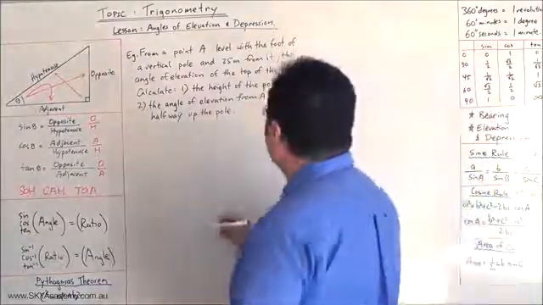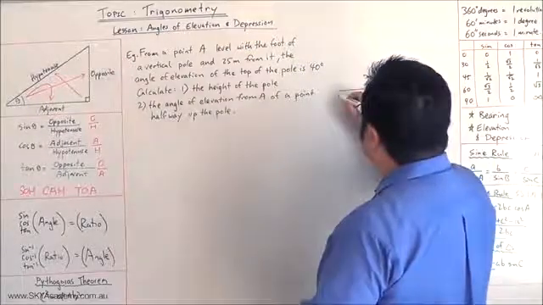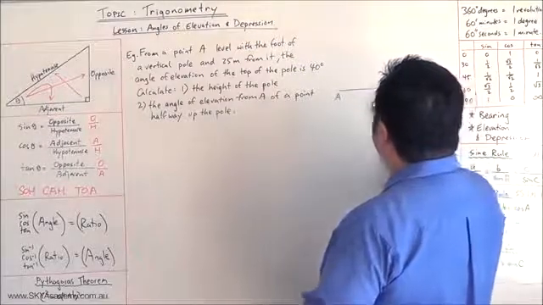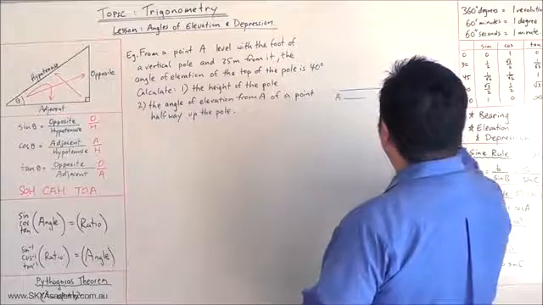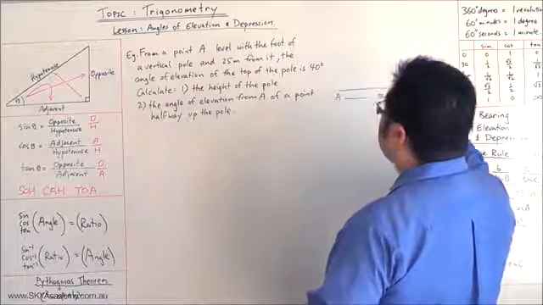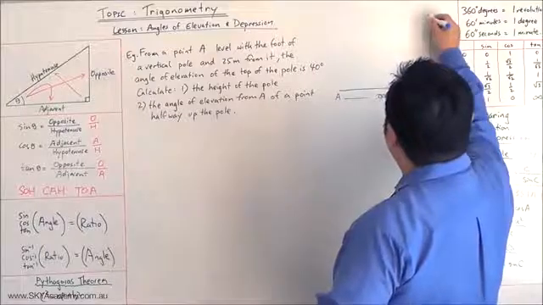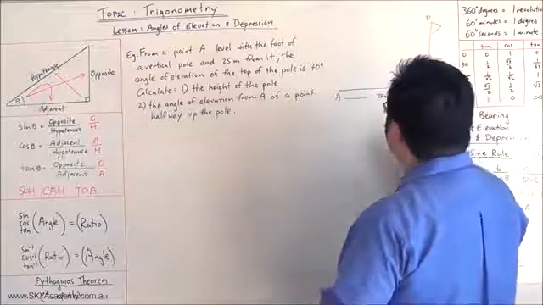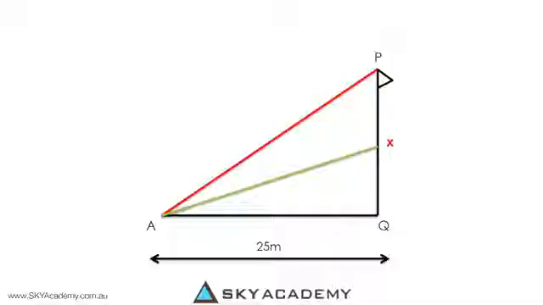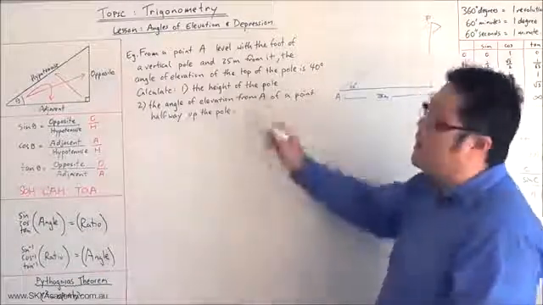So in other words, what we've got here is point A, which is 25 meters from a pole. Let's call the pole, that's the pole here, let's call that point P. Let's call this point Q, right? The angle of elevation of the top of the pole is 40 degrees. And it says find the height of the pole.